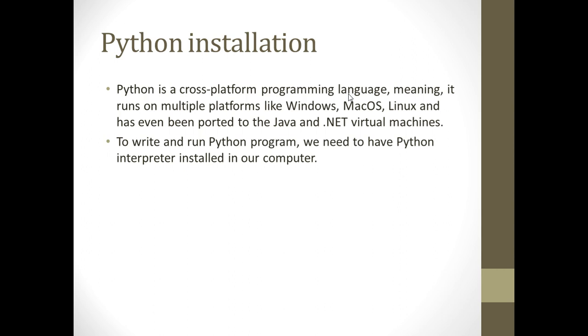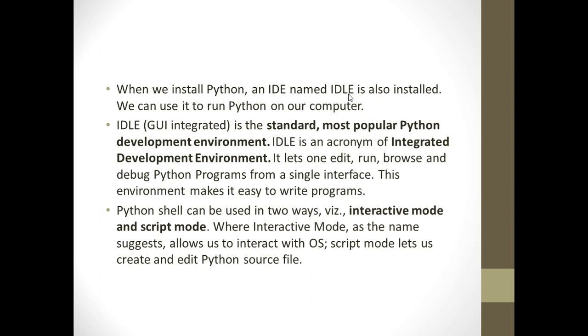Python is a cross platform programming language. That is, it can run on various platforms like Windows, Mac OS, Linux, and it can also be run along with Java Virtual Machine, .NET Virtual Machine. And to run a Python program, we need to have a Python interpreter. Now, what is this Python interpreter? This Python interpreter will take in the Python code and convert it to a low level language so that it is understood by the machine.